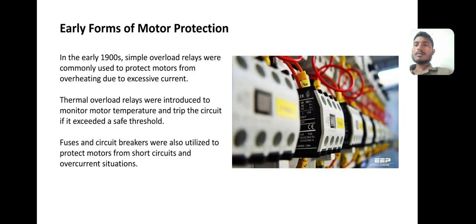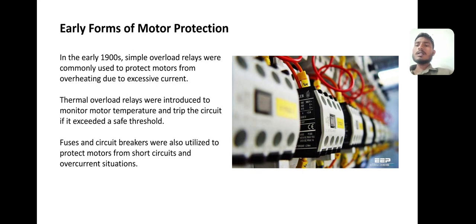And here are the early forms of motor protection. In the 1900s, simple overload relays were commonly used to protect motors from overheating due to excessive current. When the motor takes excessive current, the winding gets damaged due to overheating. So in the early 1900s, simple overload relays were commonly used to protect these motors.